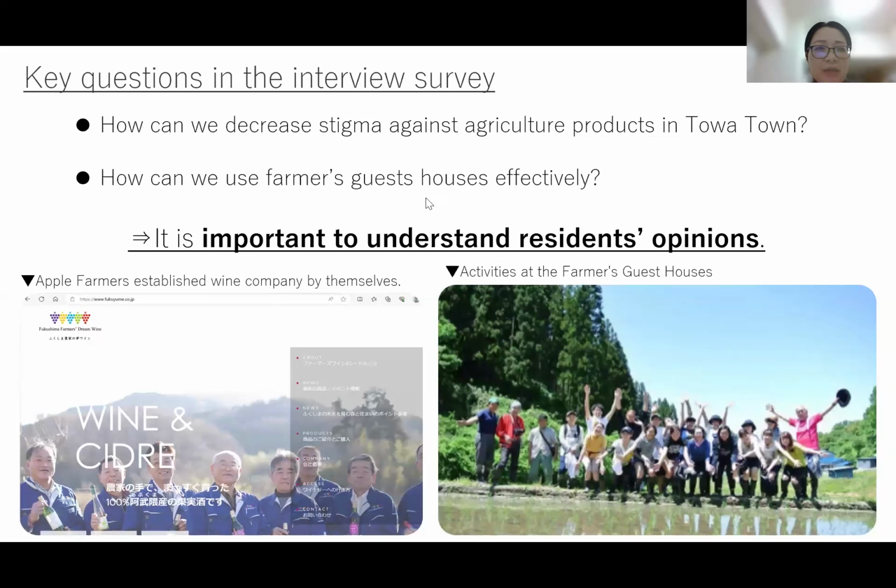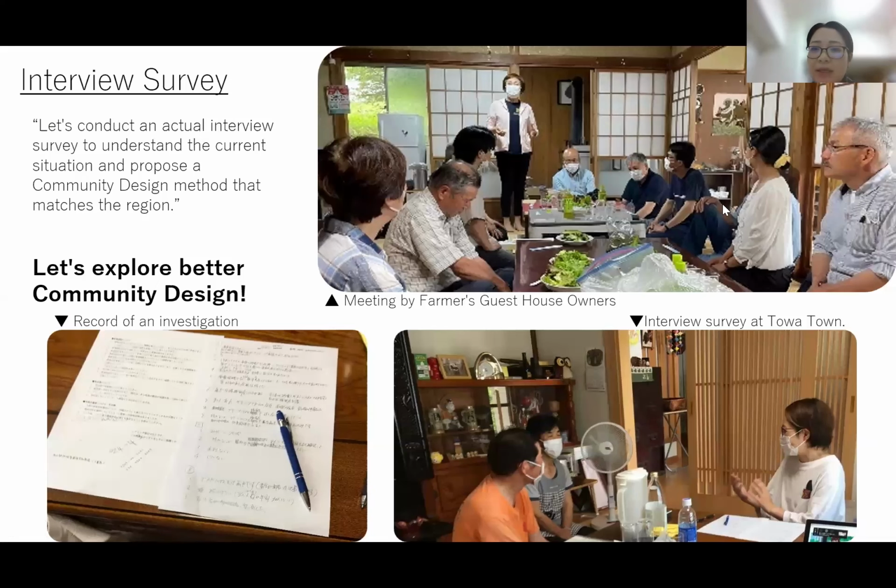I will explain the key questions of the interview survey. How can we decrease stigma against agricultural products in Towa Town, including Fukushima? How can we use farmers' guest houses effectively? It is important to understand residents' opinions. Let's conduct an actual interview survey to understand the current situation and propose a community design method that matches the region. If you join my seminar, let's explore a better community design using interview surveys.